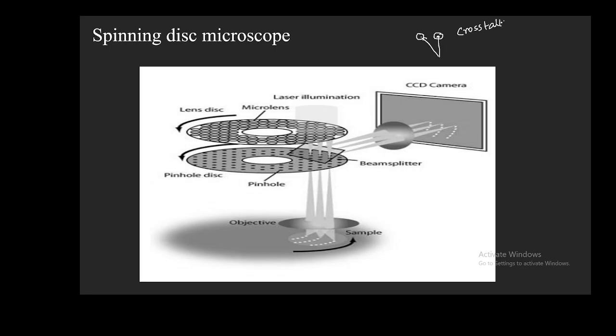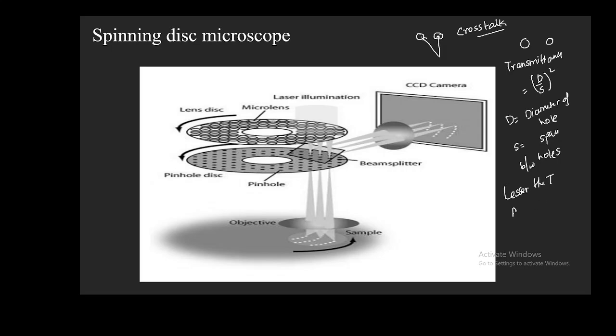This is another problem with the spinning disk microscope. So let's say these are the two dots. The transmittance, which you can calculate, is going to be d by s square. D is the diameter of this particular hole, and s is the space between these two points. So the lesser the transmittance, the more the resolving power.